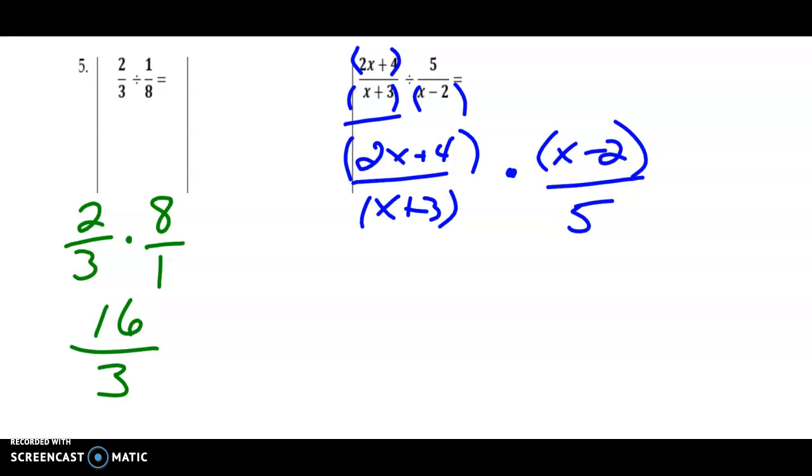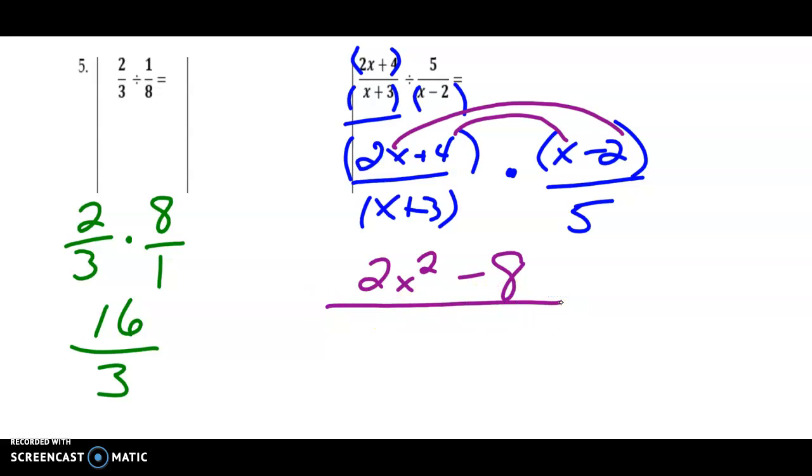Now in the numerator, when you multiply those two together, it's FOIL. So you're going to have 2x squared. The outer gives you a minus 4x. The inner gives you a plus 4x, so that's going to give you 0. And then 4 times 2, which is your last term, will give you 8. In the denominator, you're going to multiply these things together, you get 5x plus 15.